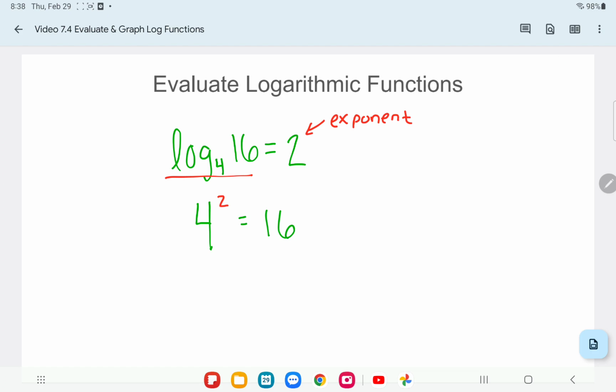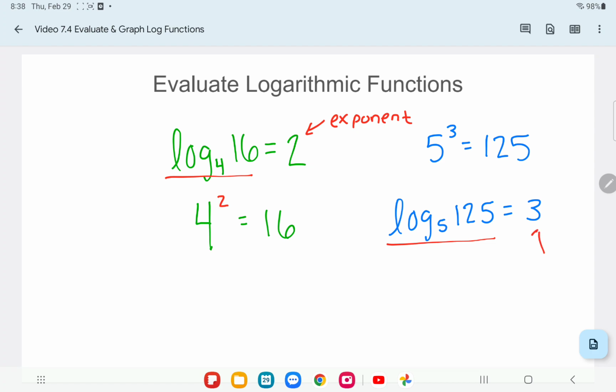Likewise, we can go the other way. If I said 5 to the third power is 125, if I rewrite that as a log, we would say log base 5 of 125 equals 3. Remember, logs always equal the exponent. So let's do some more practice with that.